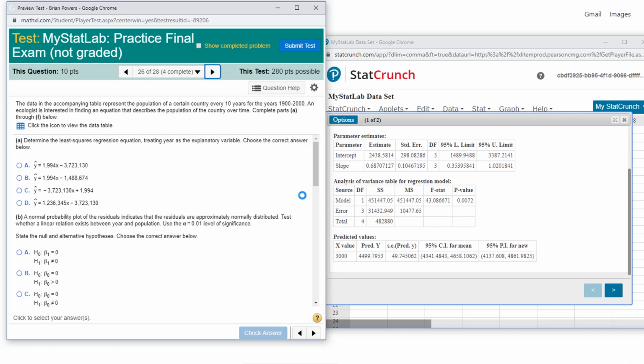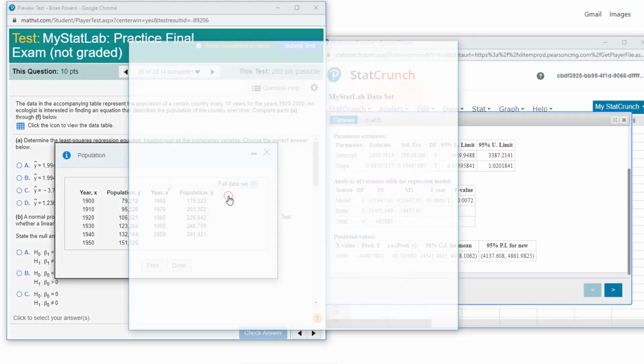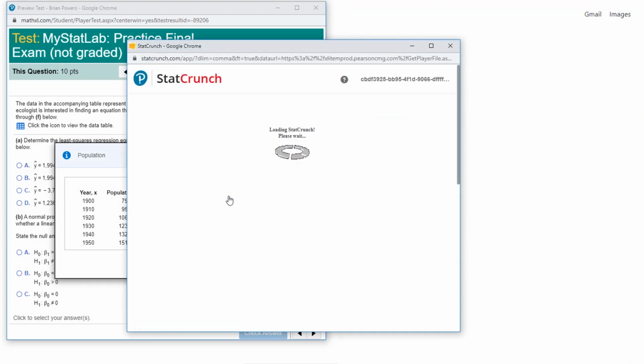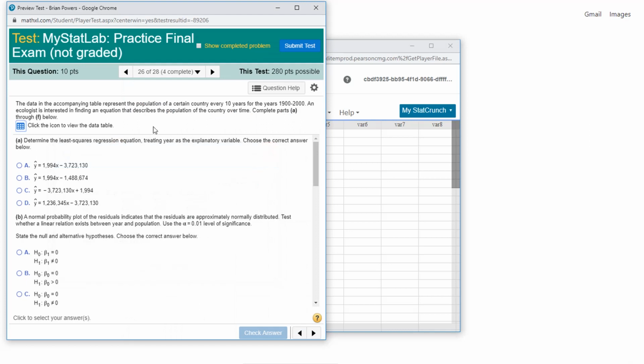All right. The data in the accompanying table represents the population of a certain country every 10 years from 1900 to 2000. An ecologist is interested in finding an equation that describes the population of the country over time. Let's look at the data. Okay, open it in StatCrunch. Now, determine the least squares regression equation treating year as the explanatory variable. Choose the correct answer below.